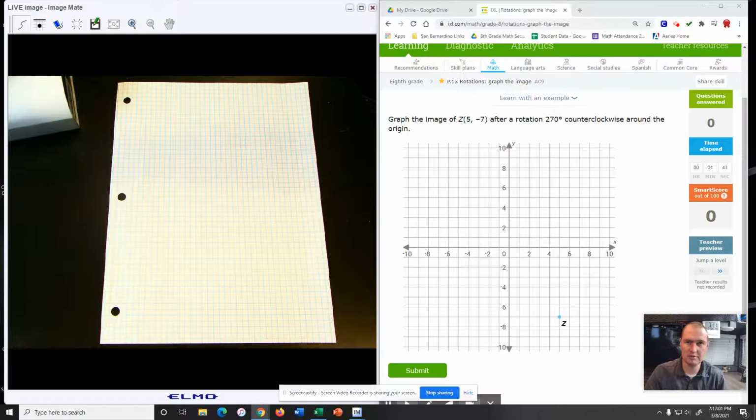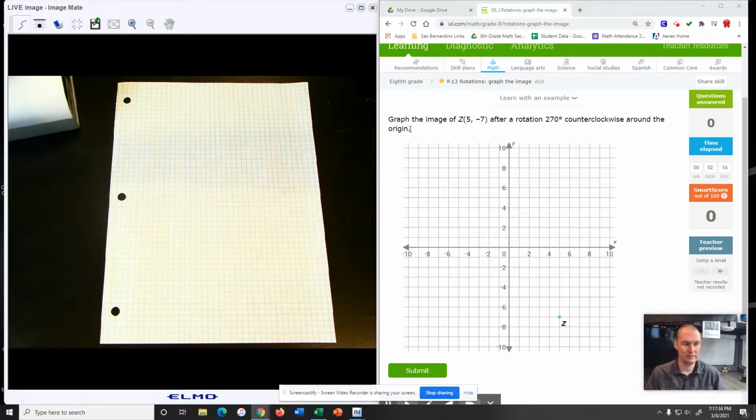All right, welcome back. Looks like you're ready with your materials. It is now time to go ahead and get started. So our first question here is graph the image of Z, which is at (5, -7). So 5, then -7: 1, 2, 3, 4, 5, and then -6 and -7, because -7 is going downward. All right. After a rotation of 270 degrees counterclockwise around the origin. Man, it just seems like a lot.